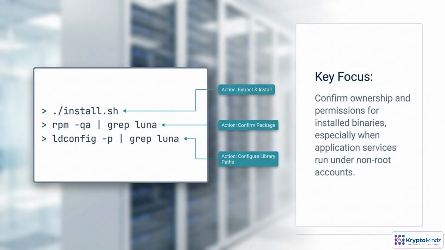On Linux, begin by running the vendor installer, for example, install.sh, with appropriate privileges. Next, confirm the package is installed, using a command such as rpm -qa | grep luna. Then verify that the shared libraries are visible, either via ldconfig -p | grep luna or by inspecting LD_LIBRARY_PATH. Finally, switch to the application's service account and repeat those checks, so you know paths and permissions work without relying on root.